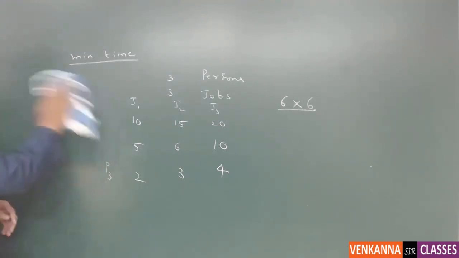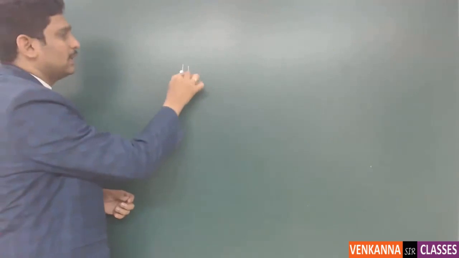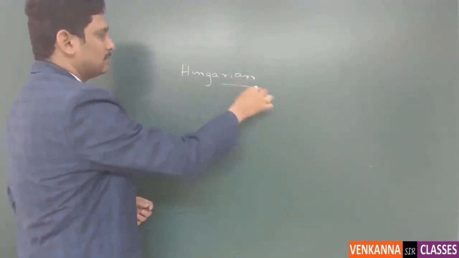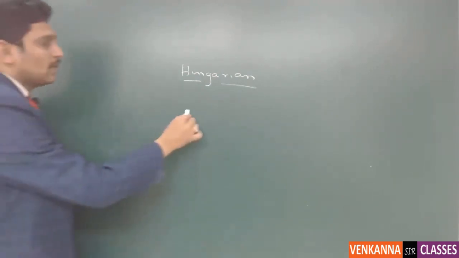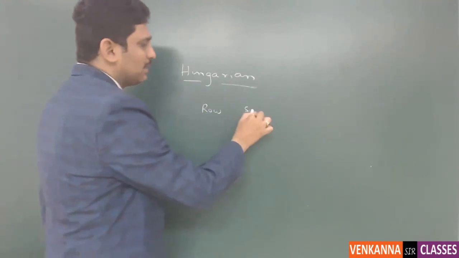Usually the regular simplex algorithm won't work here. So one simple algorithm is used to solve the problem, called the Hungarian method. The procedure is very simple. As and when you have a matrix, for each row you subtract the minimum value.